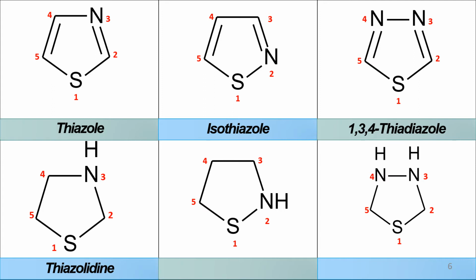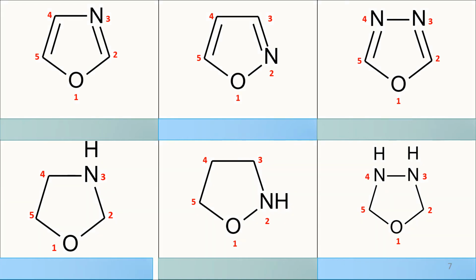So what is the name of this second structure? Just replace this OLE, and we get isothiazolidine. What is the name of this structure? 1,3,4-thiadiazolidine. See, in these three structure names we replace OLE with OLIDINE. Why? Because all of these three have an absence of double bonds, that is, they are saturated type of rings. Hence, we call them saturated rings.